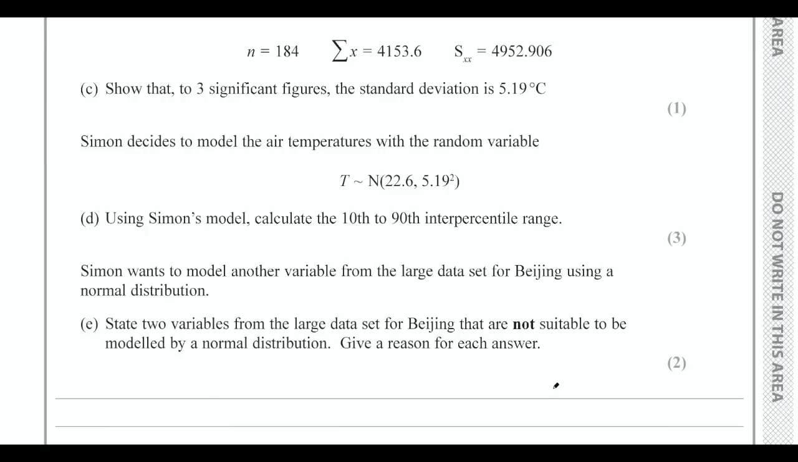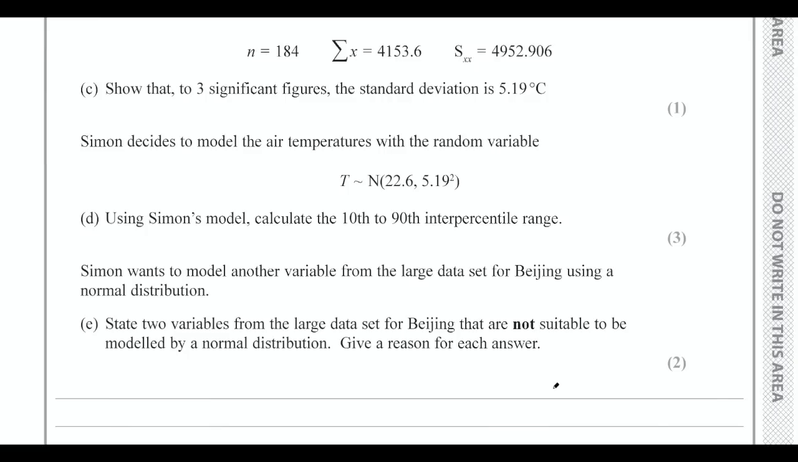Typically, data that cannot be modeled by a normal distribution is qualitative data or categorical data. You know, things like eye color. You cannot model eye color on a normal distribution because you've just got brown, blue, green. That doesn't make sense. You need numerical data or quantitative data.